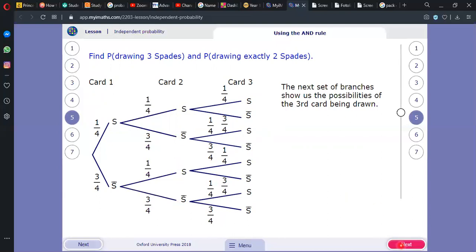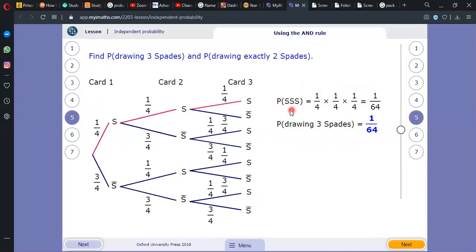It's quite easy, not that hard. So from what we have drawn now, this is how it works. You can now find the probability of getting the first one to be spade, the second one to be spade, and the third one to be spade. Okay, so probability of drawing 3 spades will then be 1/4, which is this 1/4 for card 1, times 1/4 for card 2, times 1/4 for card 3. And final answer is 1/64. Okay, please take note of that.